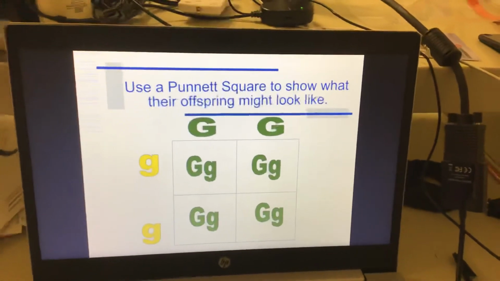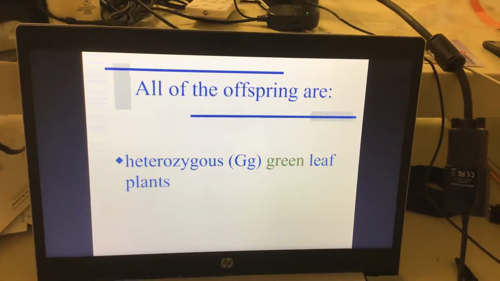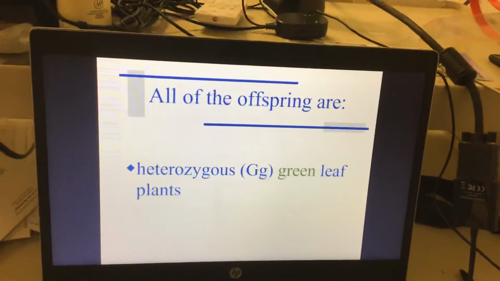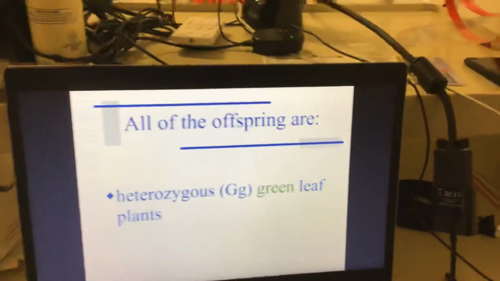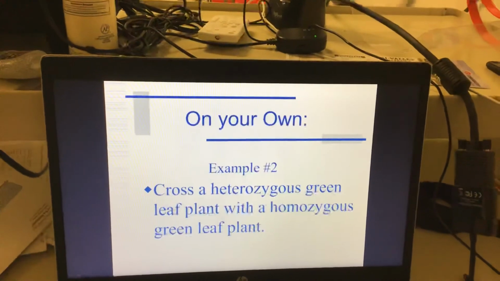Now, the offspring on here, what are they going to look like? They're going to be heterozygous green leaf plants. They're all going to be big G, little g. So they're going to look green, but they will carry that yellow trait, or the yellow gene.